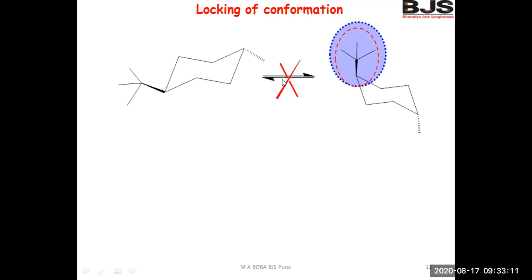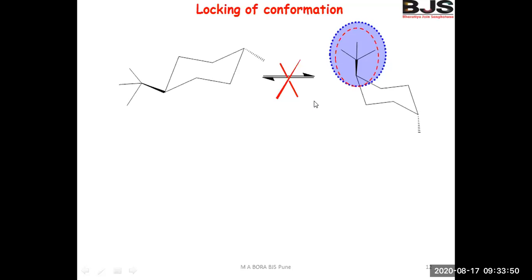One more thing we are supposed to consider and learn, that is locking of conformation. Now what you will find is that whenever substituents are 1,3 to each other, and if you have a very bulky substituent at one of the carbons, let's say a bulky substituent like tertiary butyl group or isobutyl group, this is, let's say, one form, and if I imagine the flip form, then this is how I will draw the flip form of this particular chair. Now what has happened here, the bulky group which was equatorial has become axial after flipping.